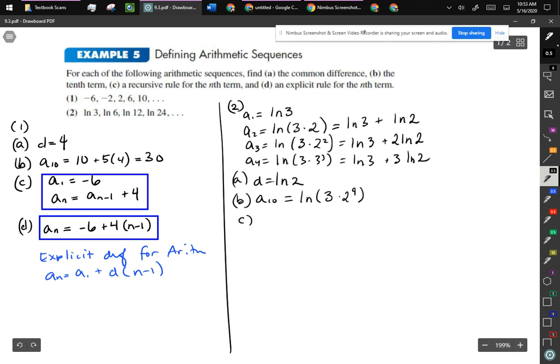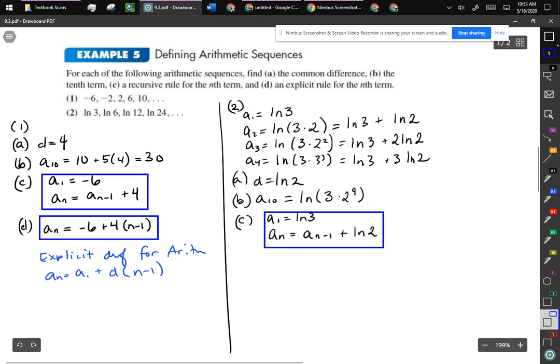Let's do C, which is the recursive definition. Recursive definition, we must include the base case. So we want to include a sub 1 is ln of 3. And this one's really easy because if I want a sub n, if I want the 10th term, then I would need the previous term. So that's just a sub n minus 1. And what do I do from the previous term? I just add my common difference, and that's just ln of 2. And that's it. Again, I'm going to box that because we want to make sure we understand that. Recursive definitions always have to come with their initial base case.